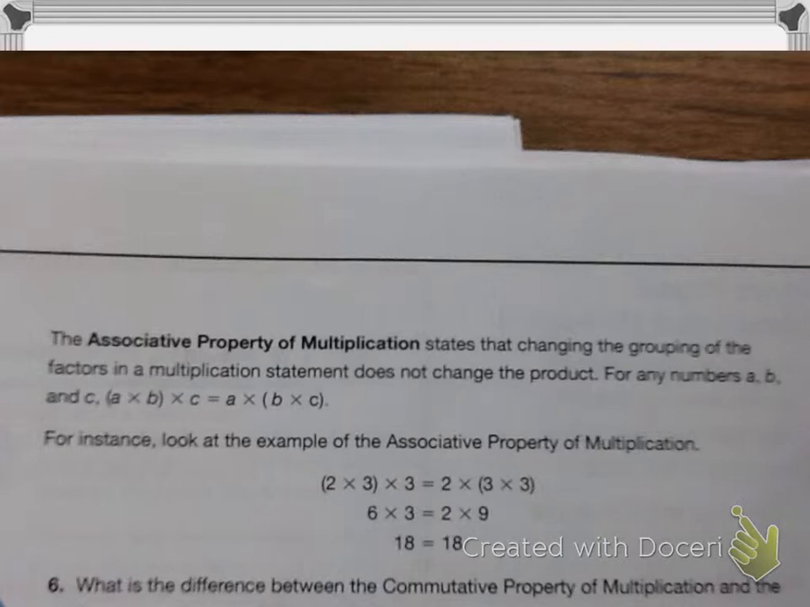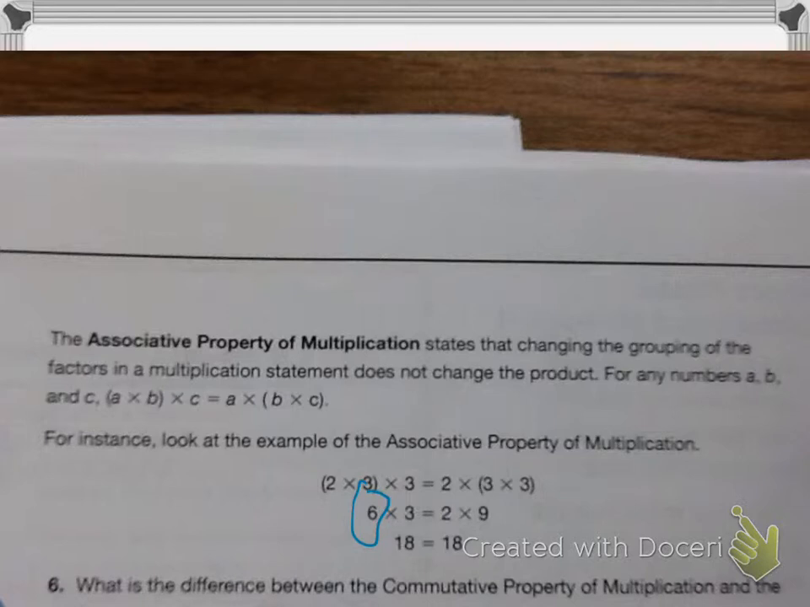So remember that when we have parentheses, that tells us that we need to do that first. Look at the example of the associative property of multiplication. There they have 2 times 3 in parentheses multiplied by 3. So 2 times 3 is in parentheses, which means we have to do that first. So 2 multiplied by 3 is 6, and then 6 times 3 would then be 18.